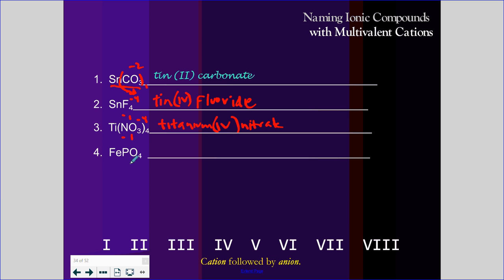Iron and phosphate. All right, phosphate. There is 1 of them. Okay, I have iron, phosphate. So phosphate carries a common charge of -3. Oops, -3. So that means iron must be +3. So it's iron(III) phosphate.